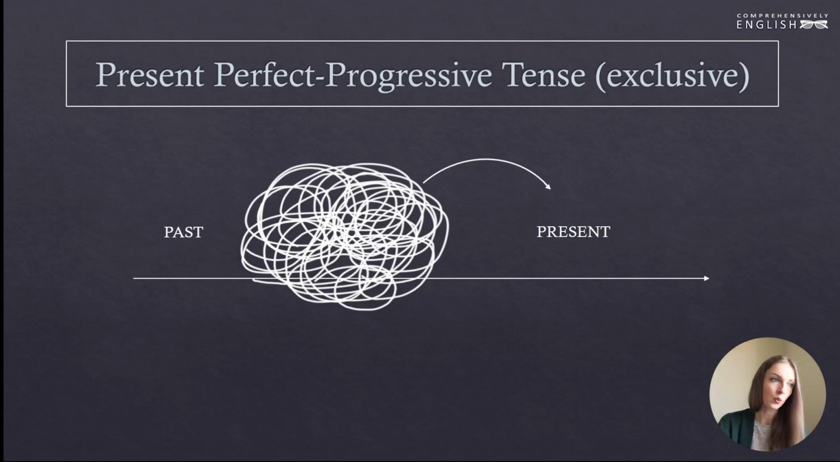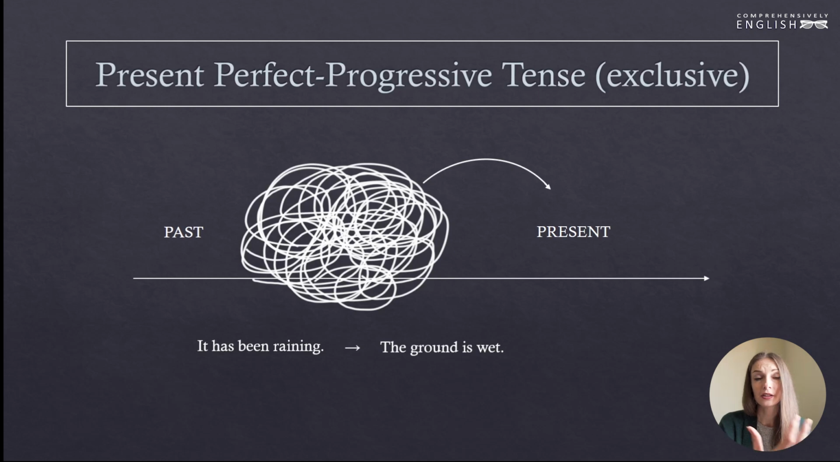We don't care what kind of action it was. What we do care about is that it took a while and it influenced the present. Let's look at some examples. It has been raining. The ground is wet. We can't say it has rained, because when we say it has rained, we speak about the fact that it has rained.